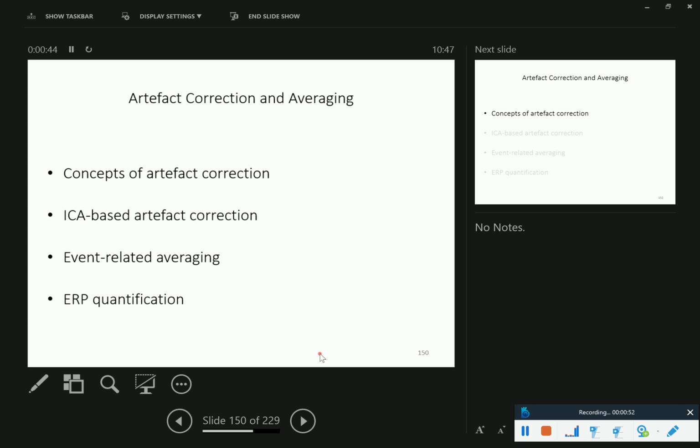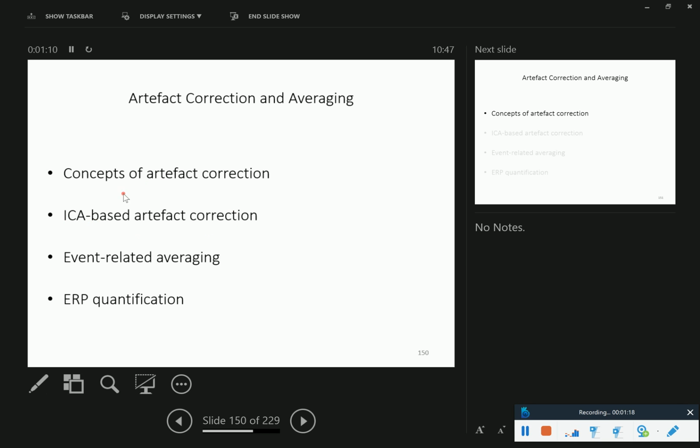So before going into a little bit of details, it doesn't hurt to talk about some concepts of artifact correction to give you kind of a framework that applies whenever you do some artifact correction to any kind of data. So that's the concept of artifact correction. Then we talk about something that's quite popular in EEG for some reason, which is ICA-based artifact correction.